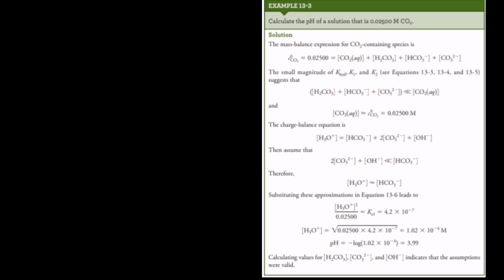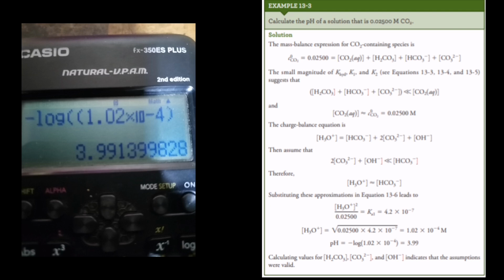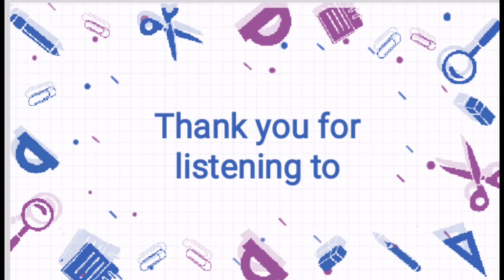And then the pH is equal to the negative log of 1.02 times 10 raised to the negative 4. I will also attach the final answer, which is 3.99. The final answer is 3.99. So, calculating values for H2CO3, CO3 2-, and OH- indicates that the assumptions were valid. So that would be all. Thank you for listening.